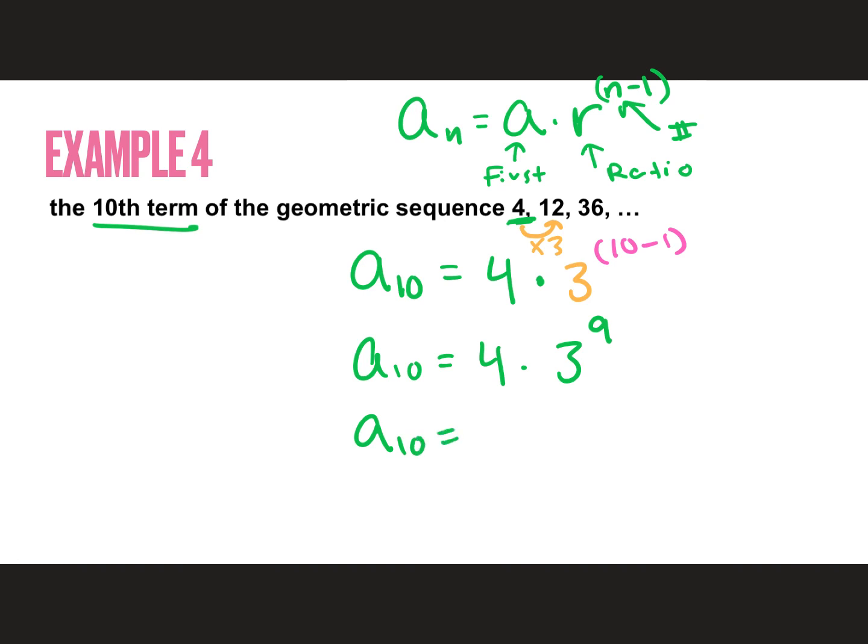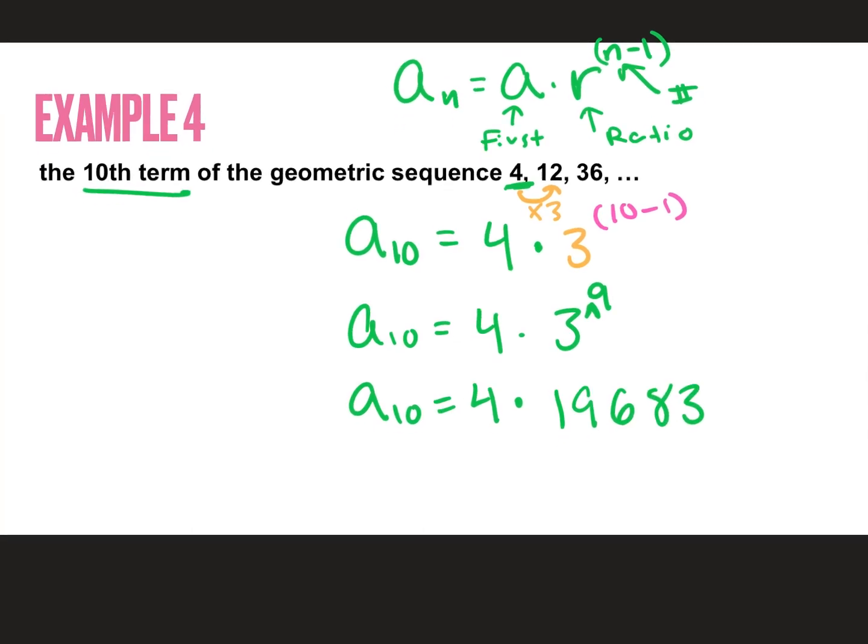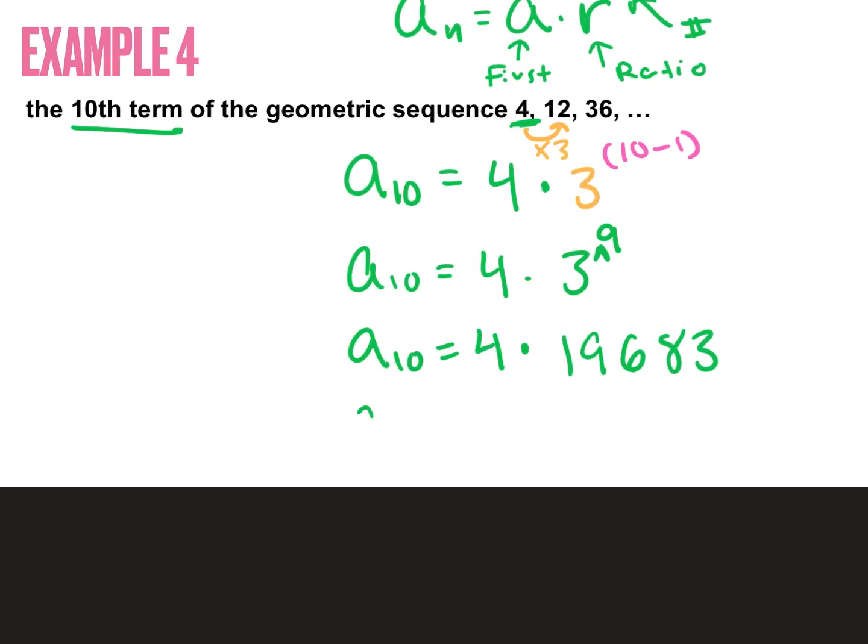What do I have to do next? 3 to the 9th power. So in our calculator, there's like a little up button in most of them. Depends on what calculator you have. But you would do 3 to the 9th power. So that would be 19,683. And then what's the last step? Multiply times 4. So you should get 78,732. Yes, you can use a calculator.